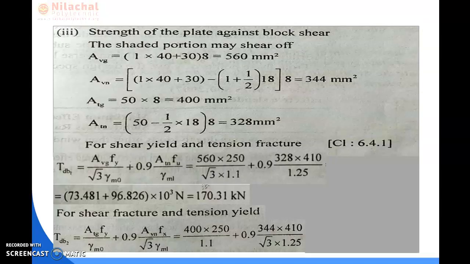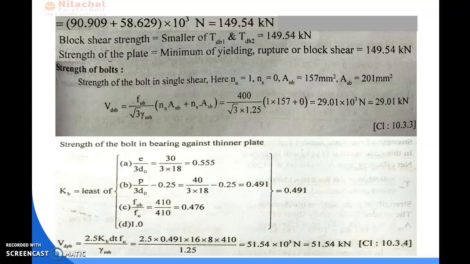So we got TDB1 as 170.31 kilonewton and TDB2 as 149.54 kilonewton. So the smallest one is your TDB2, which is 149.54 kilonewton. That means the block shear strength of the plate section is 149.54 kilonewton.